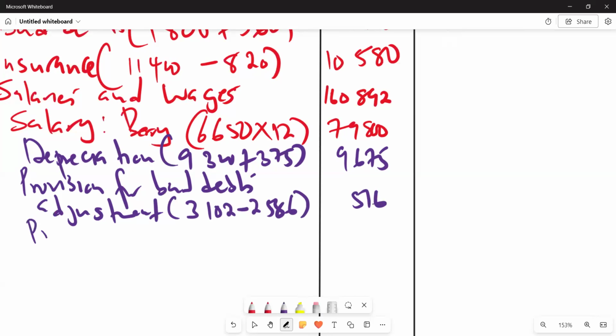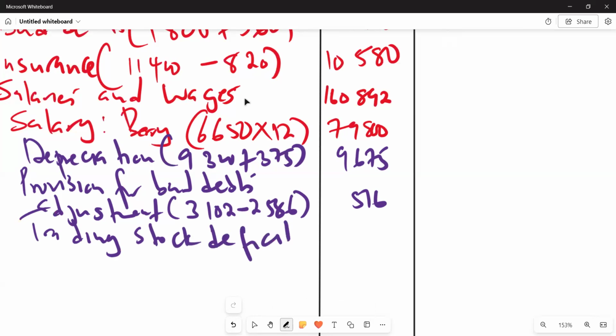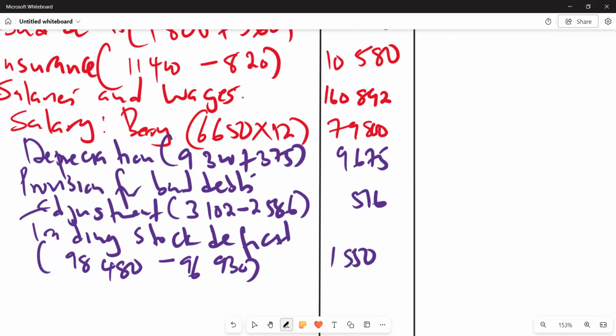Then we also have a trading stock deficit, whereby we said the book value minus the physical stock count value. And we saw that the book value was greater than the physical stock count value. The book value was 98,480, and the physical stock count figure was 96,930. And we calculated and we got 1,550. So this is what we have.